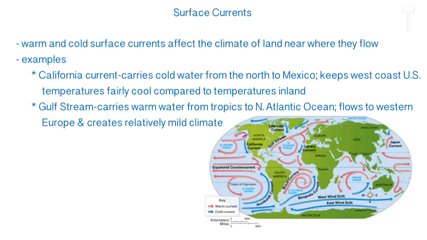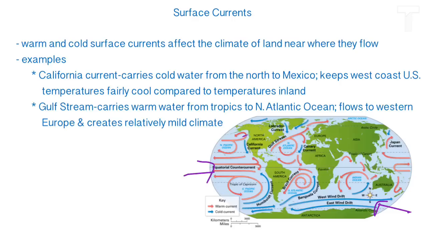So we have surface currents that I'm going to talk about first. Really, you just need to know that they affect the climate of the land near where they flow. I know we talked about it in class, so I'm going to keep this pretty short and sweet. You'll notice that we've got two types of currents. We've got warm currents, which flow from the equator, and cold currents, which flow from the poles.